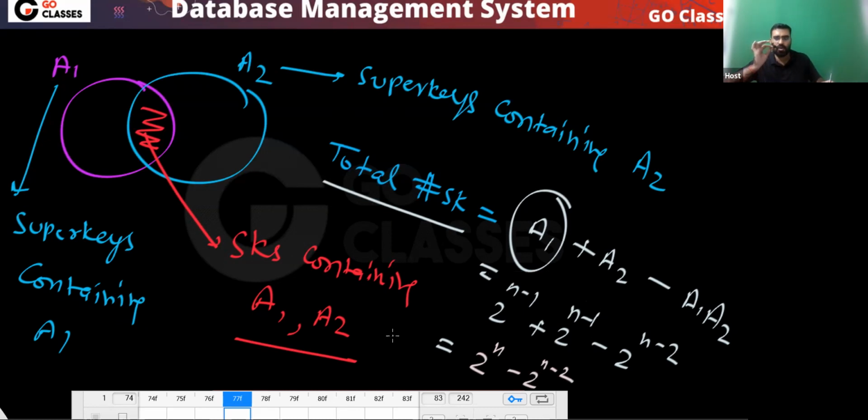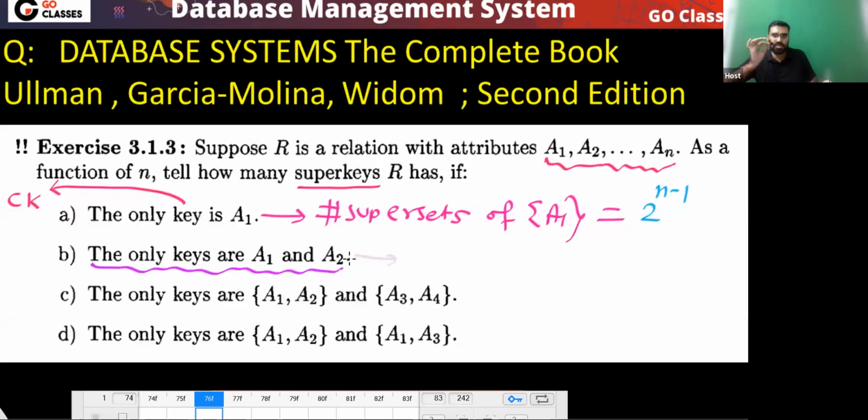This is twice of this. So that will be 2 power n minus 2 power n minus 2. This will be your answer. So for this question, the answer will be 2 power n minus 2 power n minus 2. Okay. What about the next?